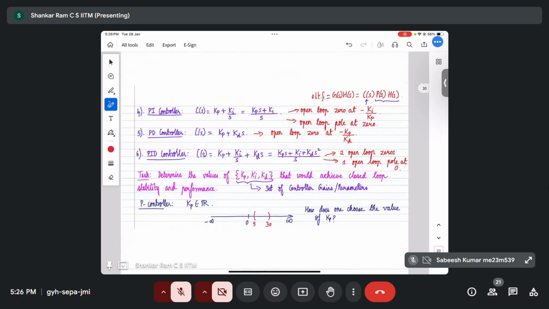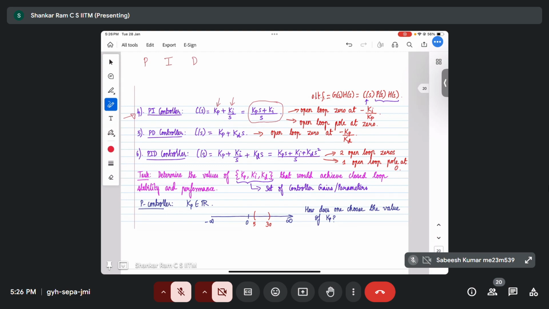So now, having looked at P, I, and D, the three blocks, we can have combinations also. We can have a combination of P and I, which means that we add the transfer function of P, which is Kp, and I, which is Ki. The resultant transfer function becomes Kps plus Ki. Immediately, we can observe that there is an open loop zero at minus Ki by Kp and an open loop pole at the origin. By now we know how this comes about.